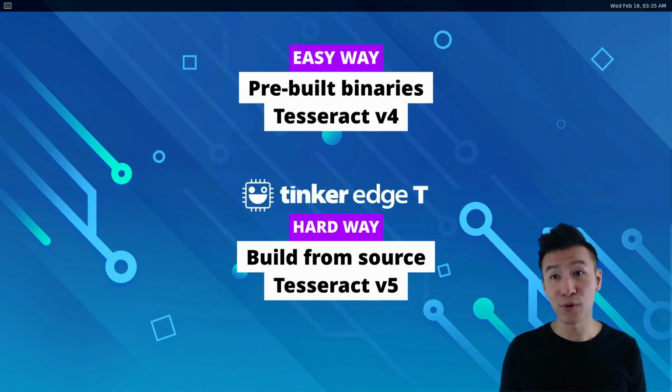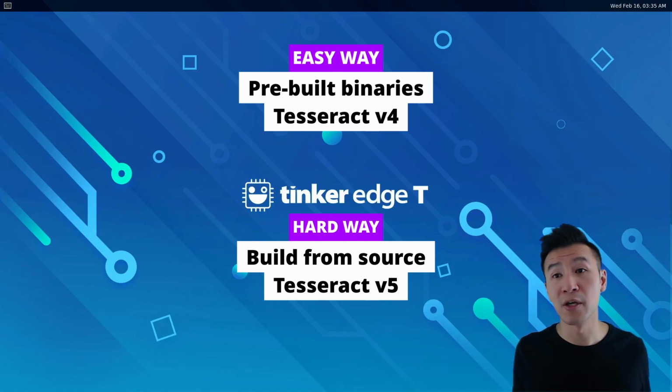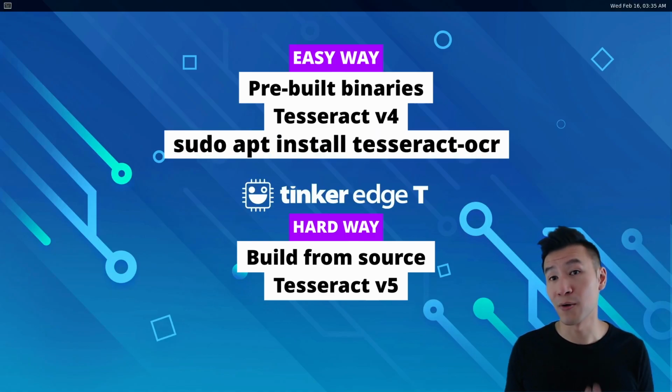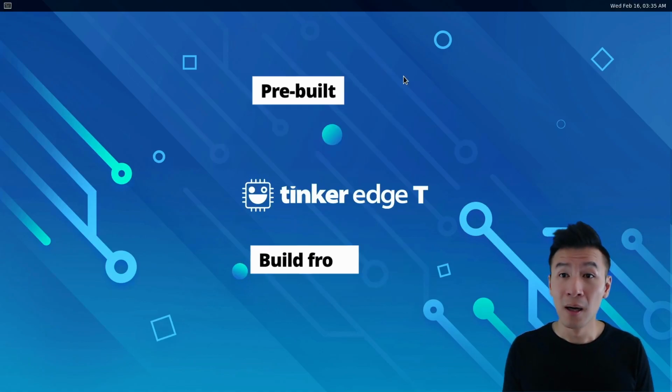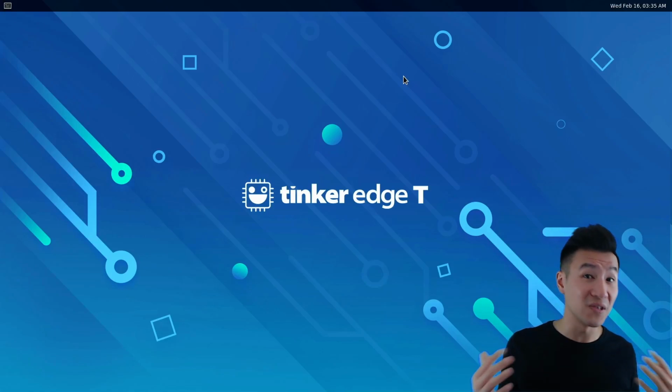If version 4 is all you need, then save yourself the hassle of building it from source and use the pre-built binaries, which you can install by typing in sudo apt install tesseract-ocr, and you're pretty much done. But if you want version 5, then you'll need to build from source, which requires a bit of disk space.